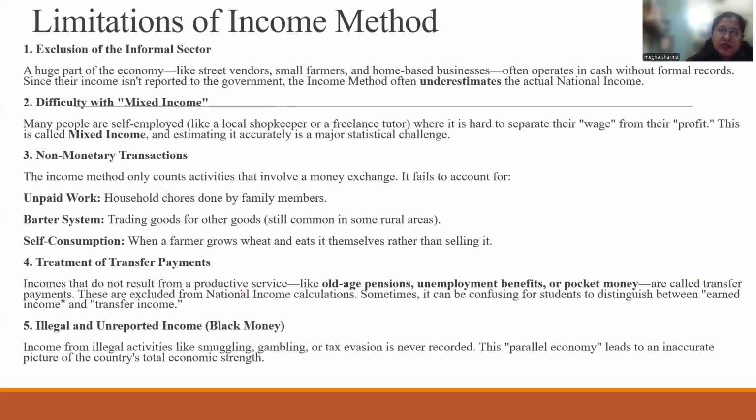So what are the major limitations for calculating national income through the income method? First is exclusion of the informal sector. A huge part of the economy, like street vendors, small farmers, home-based businesses, often operates in cash without formal records. That's a major issue in various economies. Since the income is not reported to the government, the income method often underestimates the actual national income.